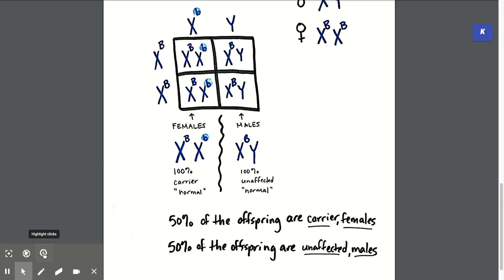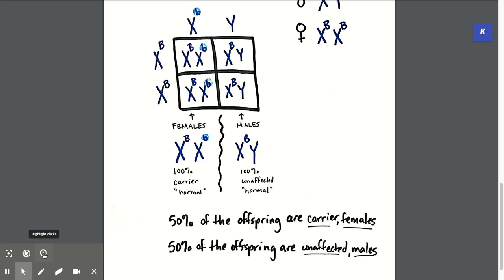In the males over here, we see that the X chromosomes are both X with a capital B, that's that normal X chromosome, and then the Y. So 100% of the males are unaffected or normal. So we can also look at this in terms of the total offspring. We could say that 50% of the total offspring are carrier females, 50% of the total offspring are unaffected males, because 50% are female, 50% are male. We add 50 plus 50, we get 100% offspring.